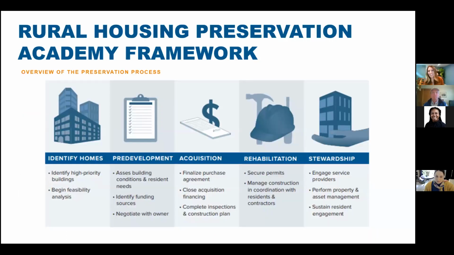Again, you're taking part in the Rural Preservation Academy. The framework for the Academy is as follows. We look at these five major blocks of content: identification, pre-development, acquisition, rehab, and stewardship, which leads us into conversations about property management and compliance as well.